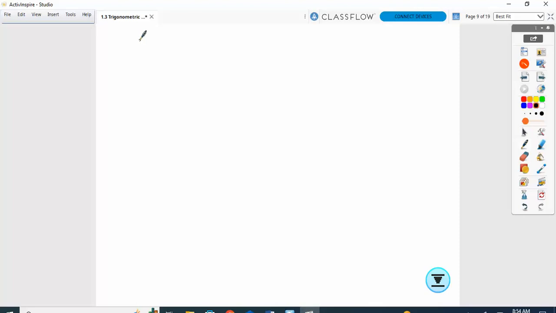The trig functions are based off a point x, y on the terminal side. And we talked about x, y, and r, kind of like a triangle. This would be your x, this was your y, and r is that hypotenuse. So by Pythagorean theorem, r is the square root of x squared plus y squared.